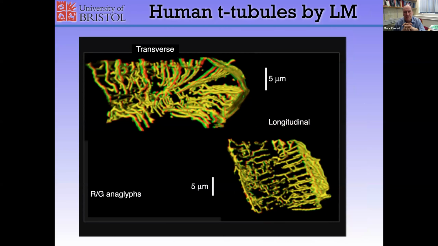Now, if we look at human t-tubules by light microscopy, and this is a red-green anaglyph, so if you had some red-green glasses to put on, it's rather old-fashioned technology, you could appreciate the structure in 3D. But you can see that in humans, the t-tubules are rather radial and spoke-like, rather unlike the rat and the mouse and other rodents. And you can see these spokes of t-tubules radiating into the interior of the cell, and in longitudinal section, a lot of transverse tubules with far fewer axial connections than you see in rodents.